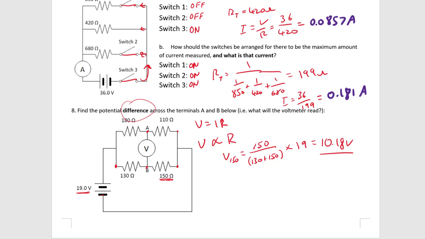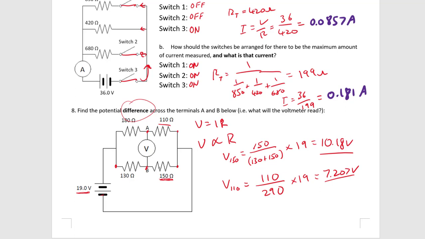So then I do the same thing for the 110 ohm resistor. So up here it's the 110 ohm resistor. What portion is this taking up of the whole thing? So I've got 180 plus 110, so I know that's 290. And I multiply that by the total potential that those two will have, 19, and I'll get a number of 7.207 volts. And this can be done in any circuit. If you know the relative resistances, you can figure out the portion of the potential that they'll take up.